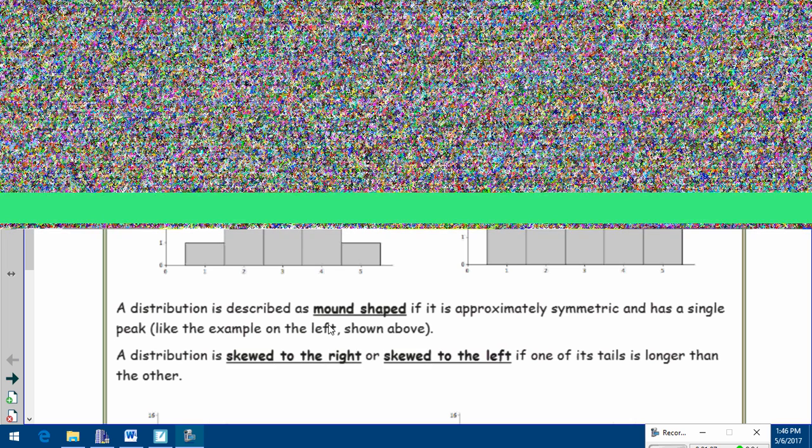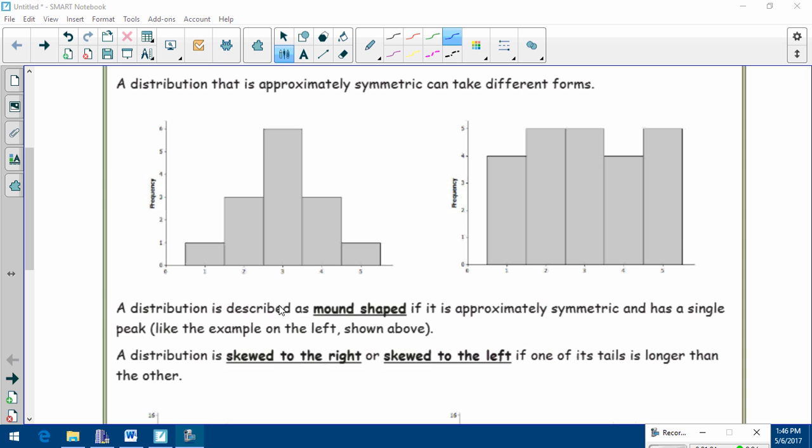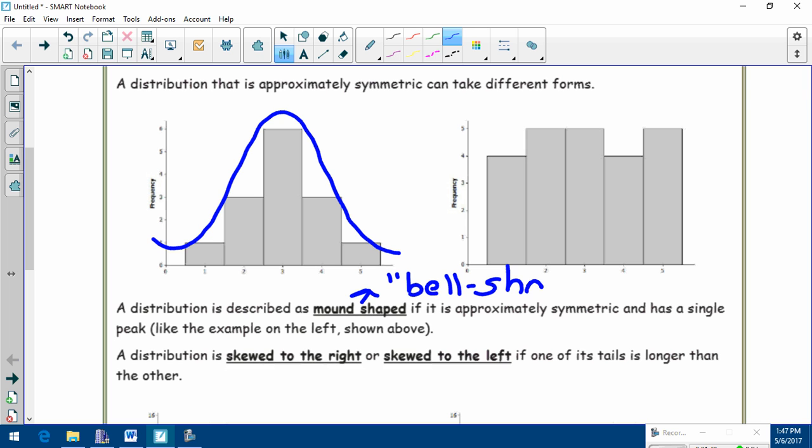Both of these data are approximately symmetric because if you draw a line down the middle, they're fairly symmetric. This one, not exactly, but pretty close. A distribution is described as mound-shaped if it is approximately symmetric and has a single peak, like the example on the left. So it's mound-shaped because I can draw this type of curve around it. Another word for mound-shaped is bell-shaped, called a bell curve. We're going to be talking a lot about that in the first couple days here. This one we wouldn't call bell-shaped over here because it doesn't have that same sort of peak in the center.